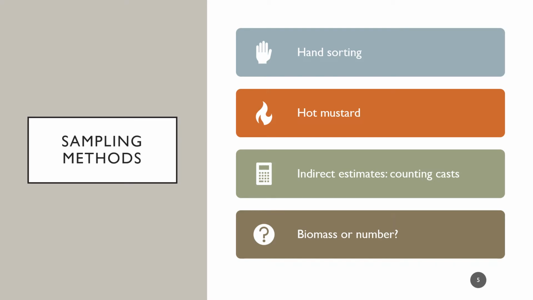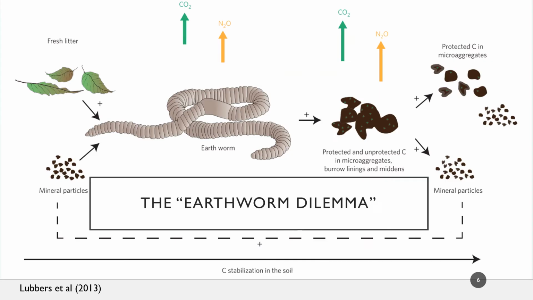We can also do indirect estimates using casts. For instance, you can just count how many casts you see on the soil. But an important question to ask if we do direct measurements is, how do we report these results? Because we can count the number of individuals, but some of them are bigger than others. So maybe a better way to do it would be to estimate the total biomass on a dry weight basis. But these are just a few options, and that's why it's complex, because there are so many methods.